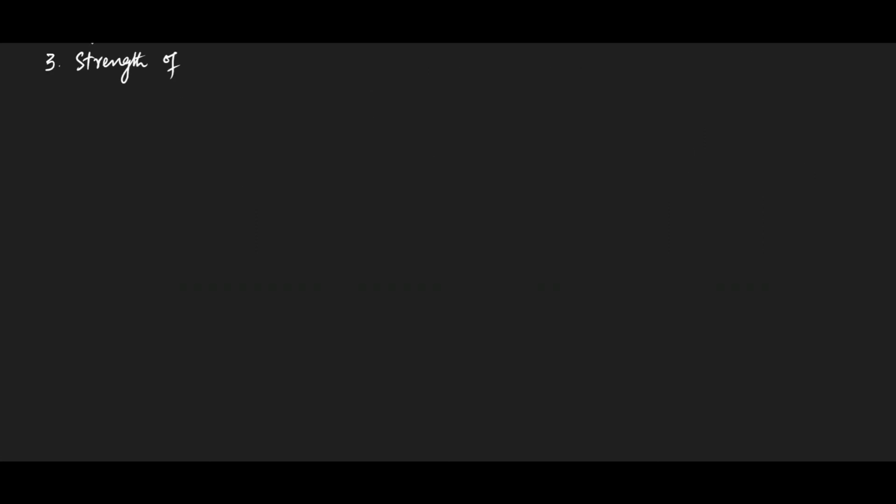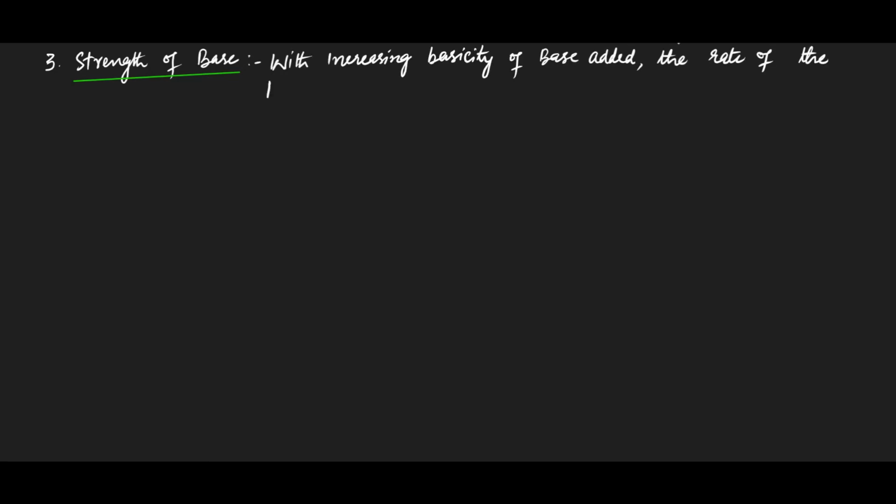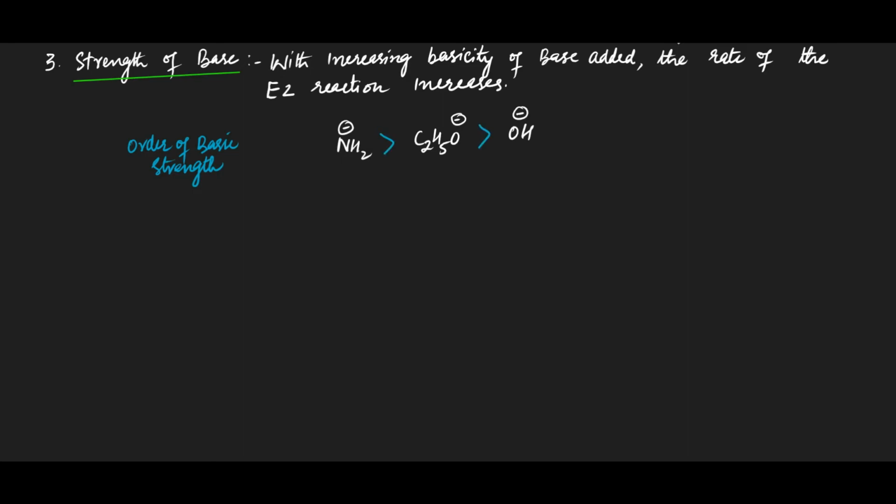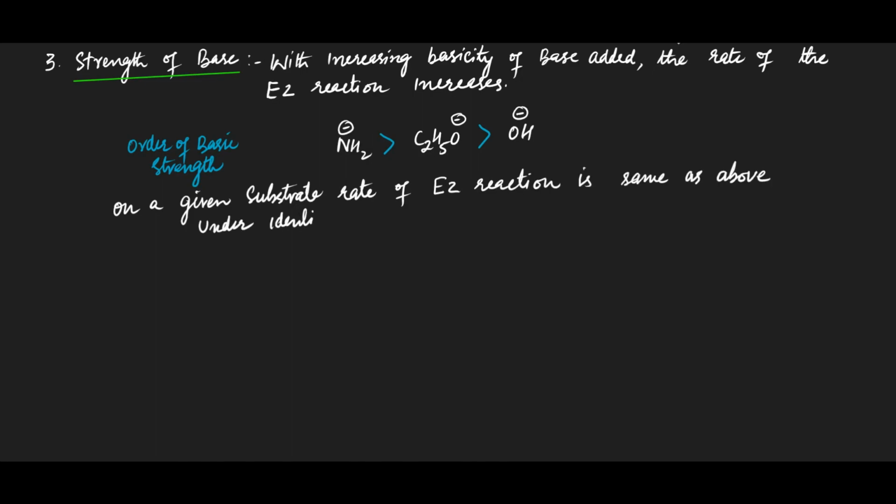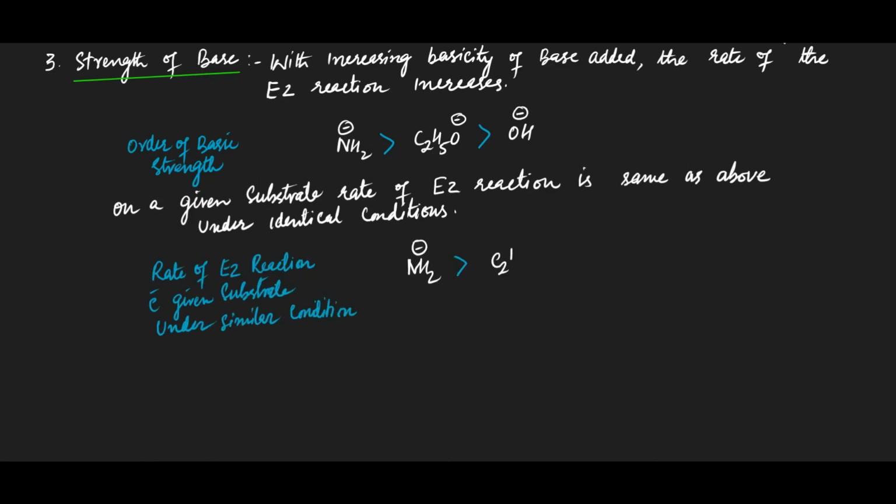Third factor is strength of the base used. With increasing basicity of the base added, the rate of E2 reaction increases. Among these bases, the order of basic strength is amide higher than ethoxide, which has higher basicity than hydroxide. Thus, the rate of E2 reaction with a given substrate under similar conditions follows the same order.